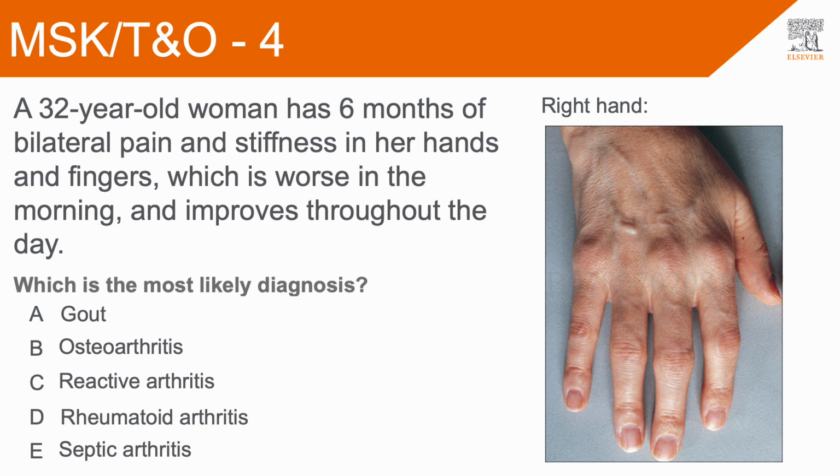Moving on to question 4. A 32-year-old woman has 6 months of bilateral pain and stiffness in her hands and fingers, which is worse in the morning and improves throughout the day. The right hand is shown here. Which is the most likely diagnosis?